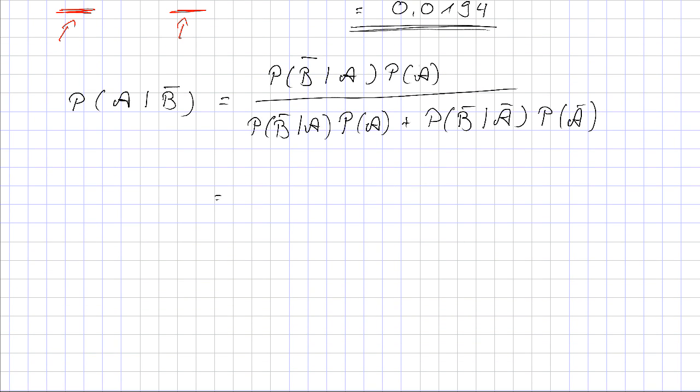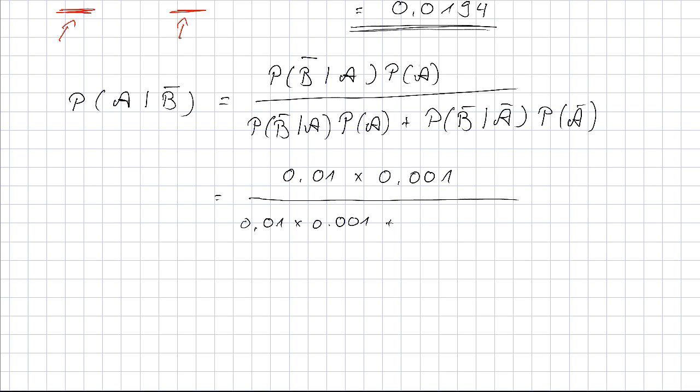Again, we can fill in here the numbers. So these are small numbers. Plus, what is it here? 0.95 times 0.999. And that's 10 to the minus 5.